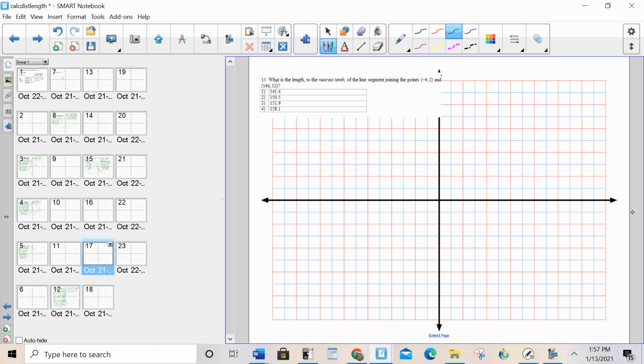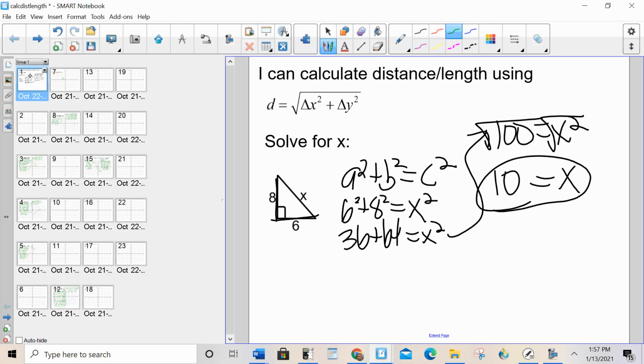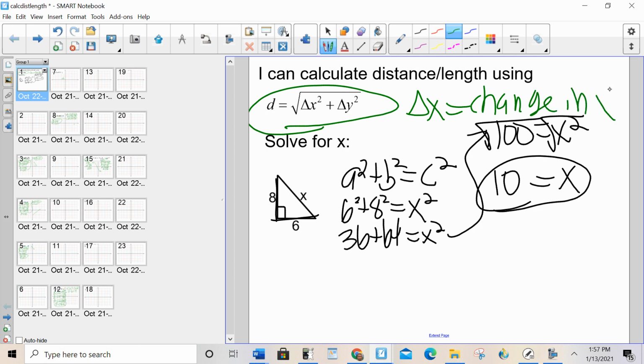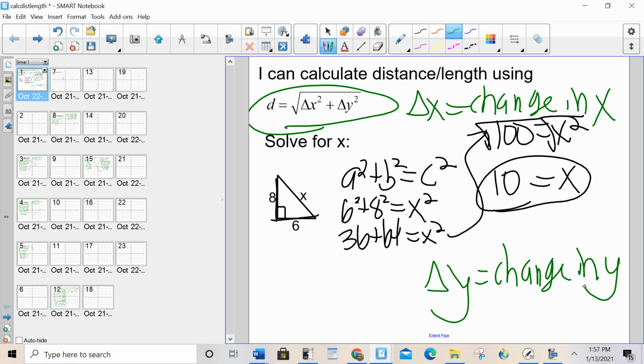So to calculate distance, d equals radical delta x squared plus delta y squared. Delta x means the change in x. Delta y means the change in y. To find the change in x and the change in y, I want you counting on the graph. However, another option is to subtract the x values for the change in x and subtract the y values for the change in y.